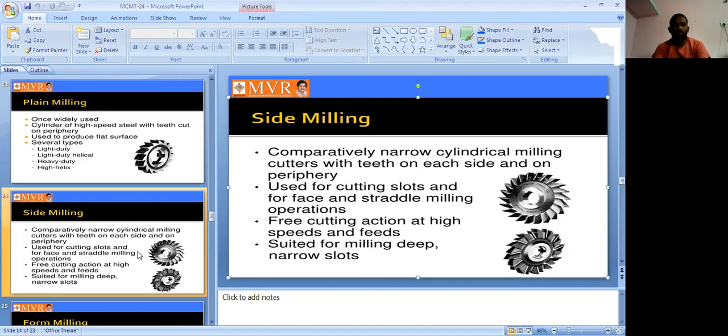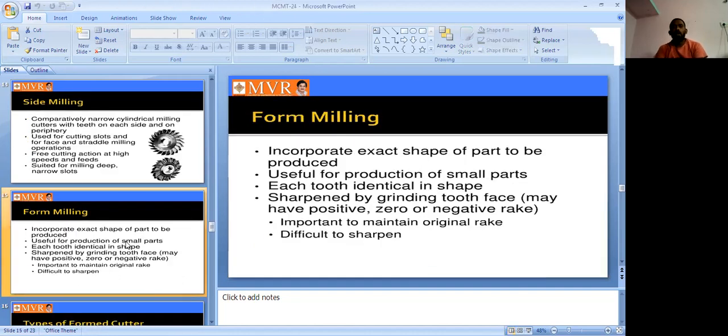So next one is form milling. All these are cutters, and cutters are very important. In milling machines, we have different types of operations, and for different operations we choose different types of cutters. One cutter cannot be used for different operations. One cutter will perform one operation only. Using different types of cutters, we perform different operations. That is the main purpose for introducing different types of cutters, and that is the main concept here.